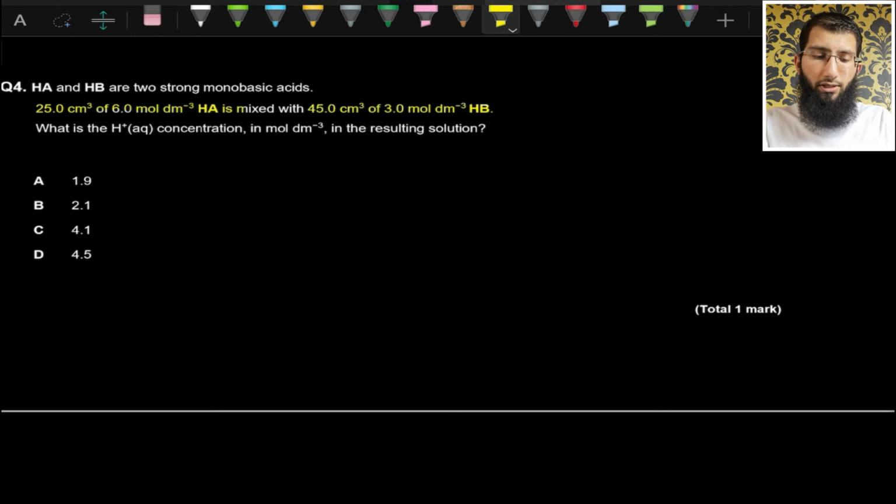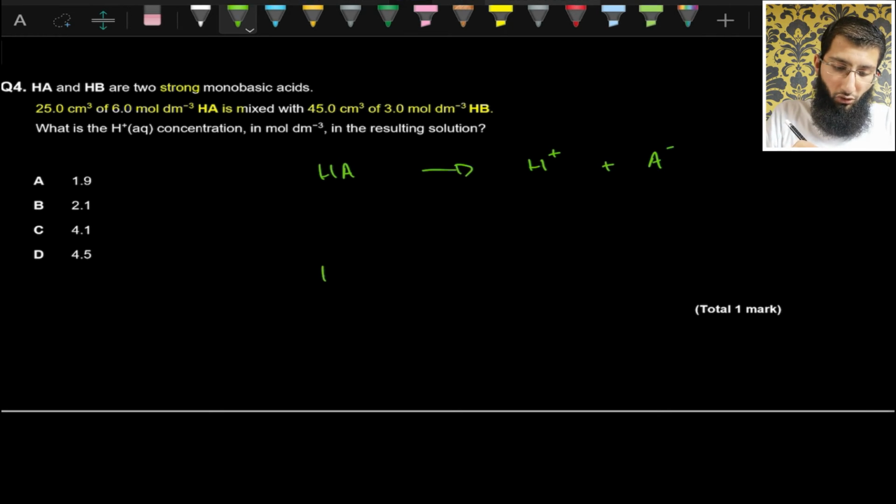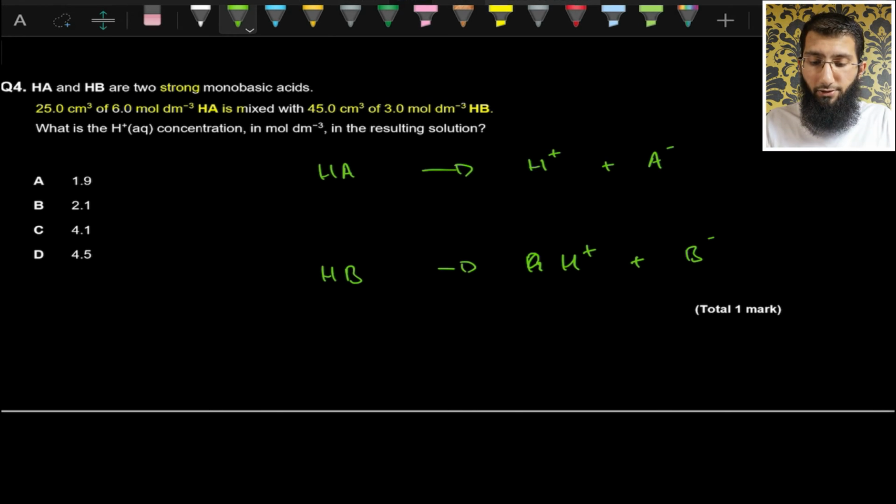So to do this, we need to understand a strong acid is one that fully dissociates. So I'm just going to write out an equation to show the full dissociation of the acids HA and HB. Because we know it's a full dissociation, we're going to use the non-reversible arrow as shown, and I'm going to do the same thing for HB. So we've got HB dissociates fully to form H plus and B minus ions.